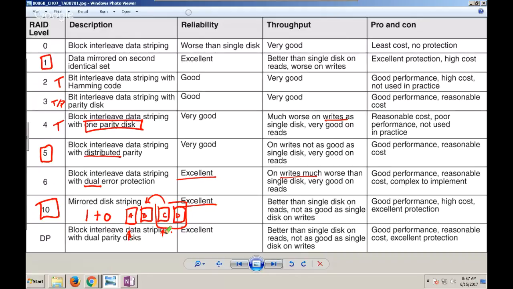RAID should never function as a backup entirely on its own. It's meant for availability and performance and protection, yes, but there should always be a competent backup scheme in use for the data as well for protection. Okay, does that make sense? Everybody with us?